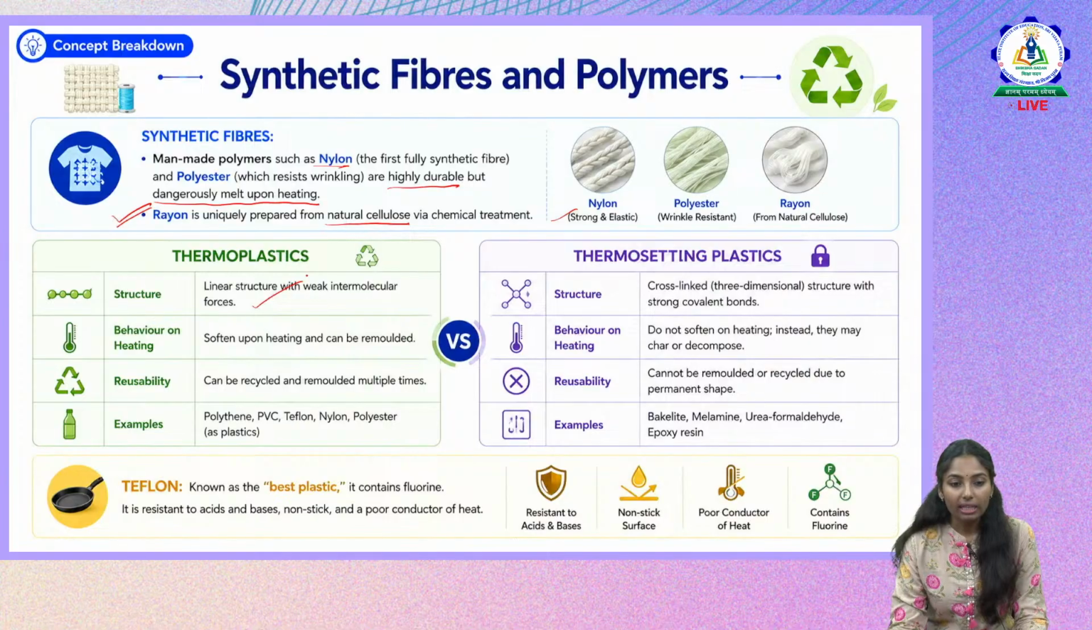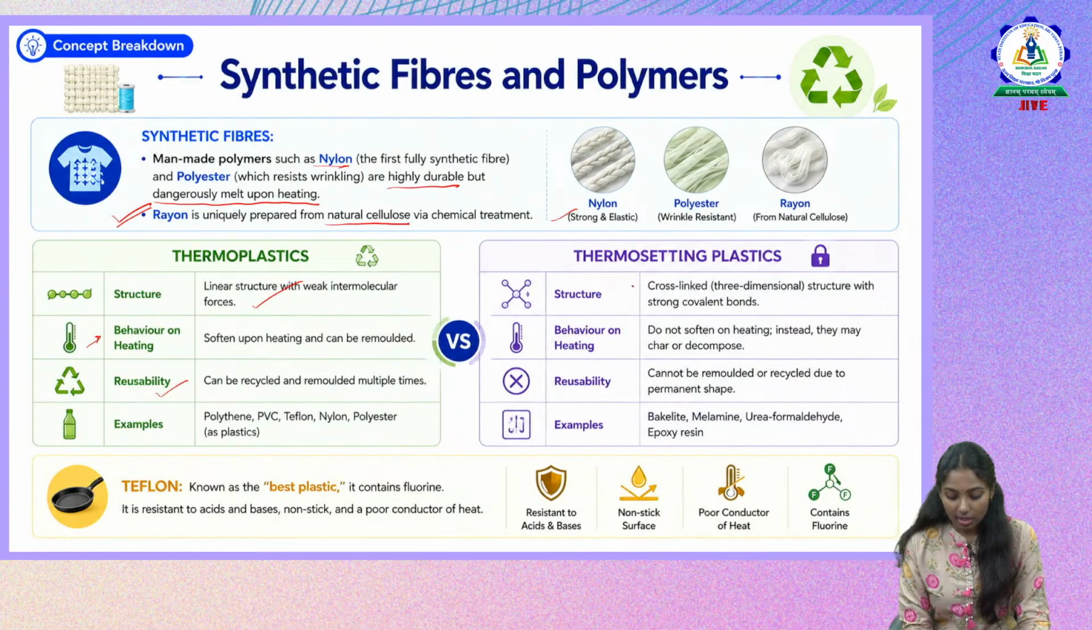What happens when we heat these thermoplastics is that they soften very easily, and they can be remolded into some other shape. This is the reason that they can be reused multiple times. Some examples are PVC bottles, Teflon, nylon, polyester, polythene. All those plastics can be reused or recycled because of this property that they soften upon heating and can be remolded. Okay. Then we'll come to thermosetting plastics.